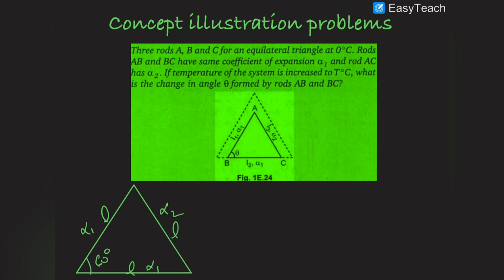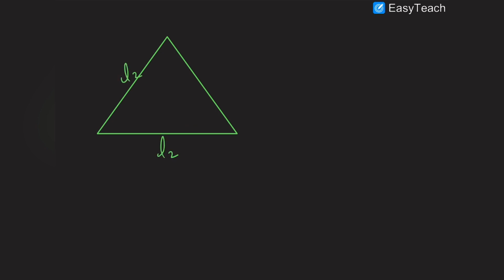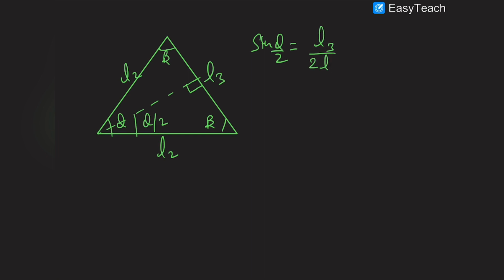So finally we can draw a diagram that finally this side is, let's suppose, L2 and this is L2 and this is L3, and this angle would be theta. Now let us draw this bisector, and this would be angle bisector as well as the side bisector because this is an isosceles triangle. This is, let's suppose, beta. Now you can see that sine theta by 2 is equal to L3 by 2 L2.